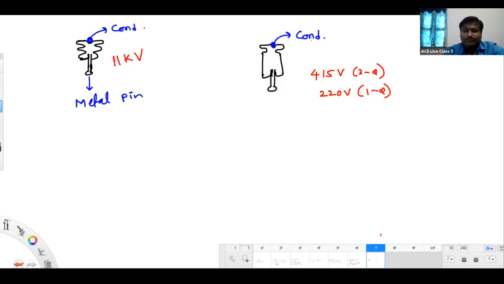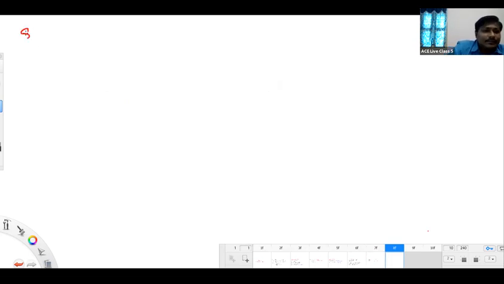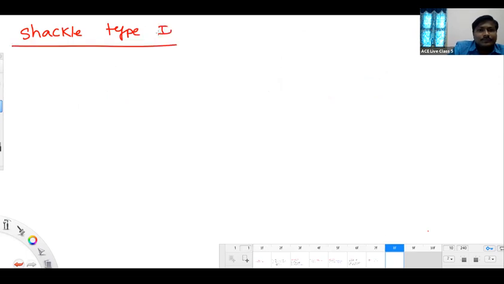Next thing. Next one is the shackle type insulator.